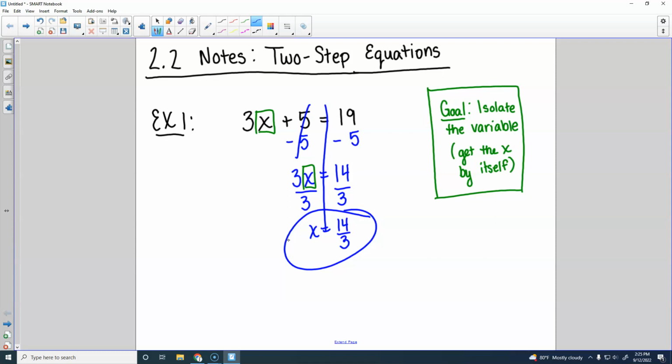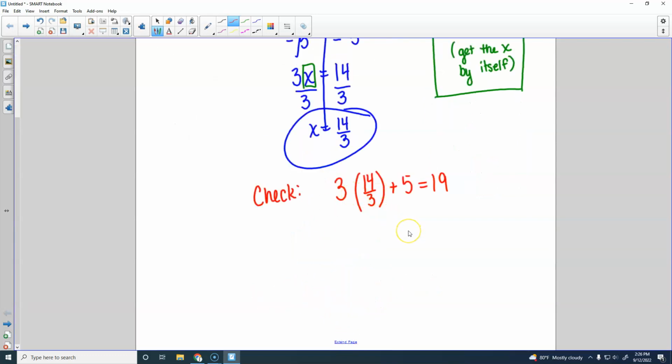You may see some where you don't get a whole number as your answer, so that is perfectly fine. If I want to check, that means I would take the equation 3x plus 5 equals 19, and I would erase that x and replace it with 14 thirds. And I want to see if it really does equal 19. What is 3 times 14 over 3?